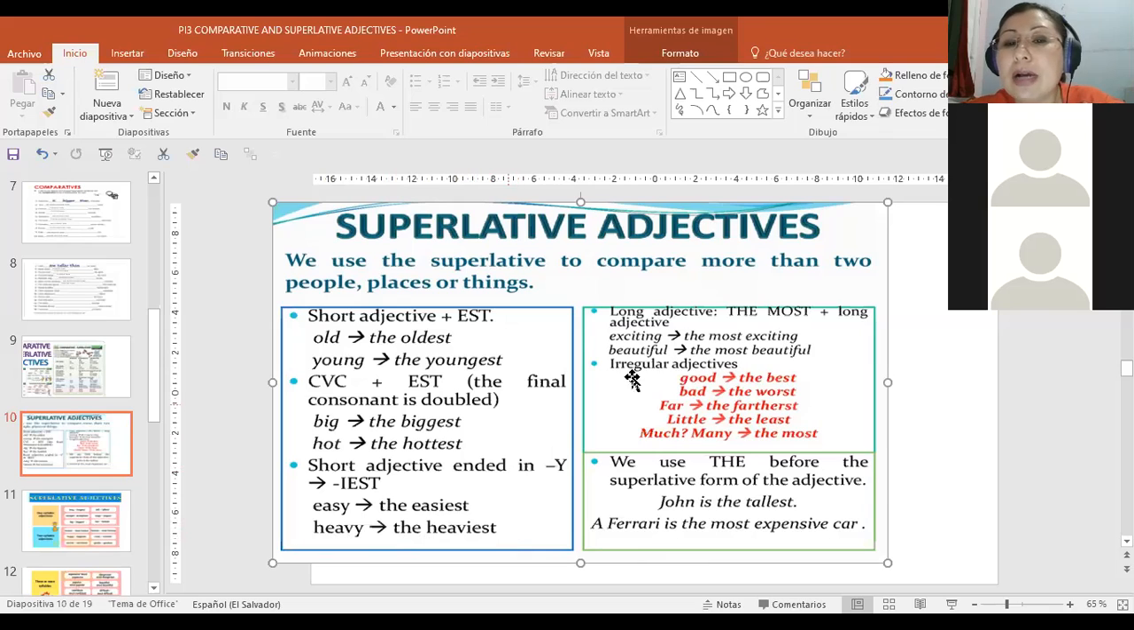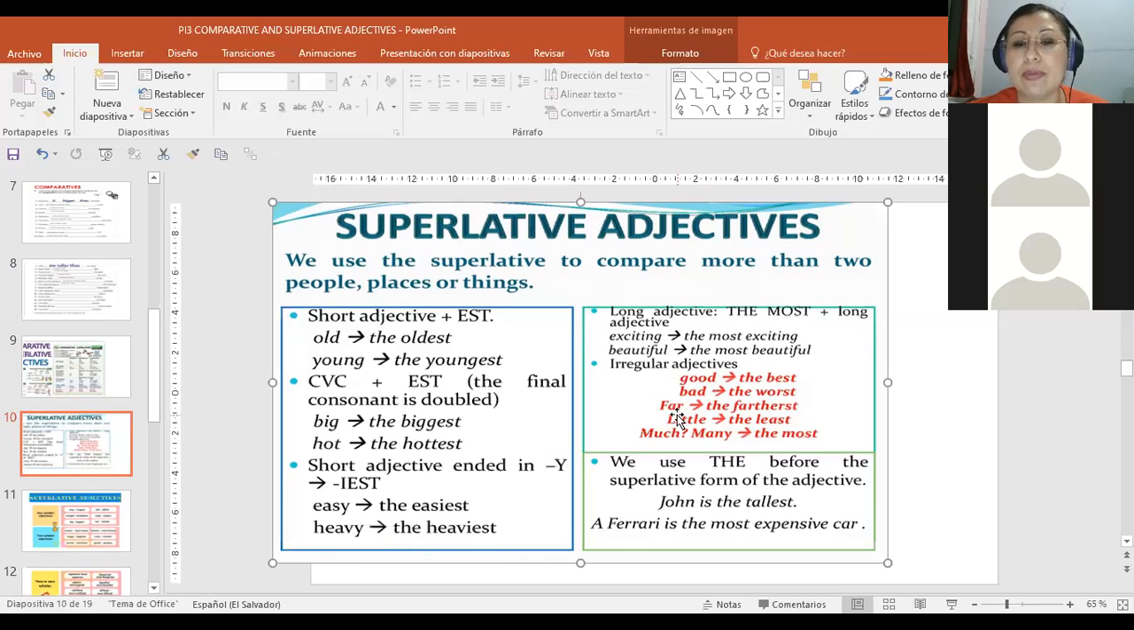For the long adjectives, that means the ones that have three or more syllables, like exciting, you count: ex, one; cit, two; ing, three. Beautiful, you have four. Irregular, you have four syllables. So they are too long. So you say exciting, the most exciting. Beautiful, the most beautiful. And for irregular adjectives, the superlative, you say good, the best.